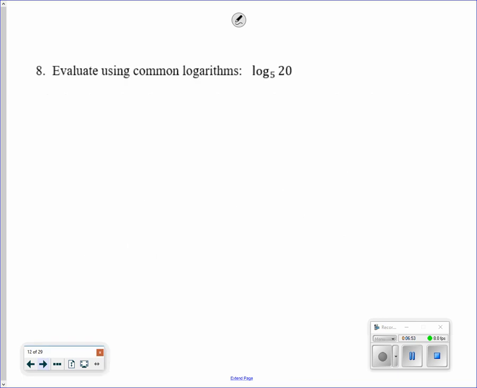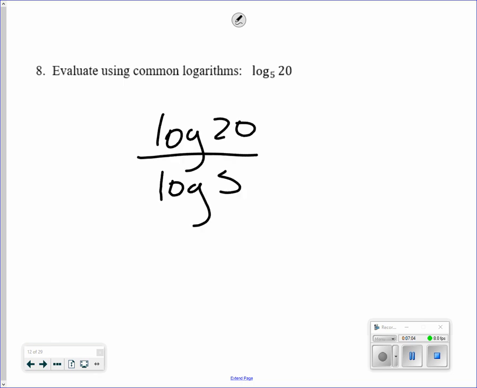Evaluate common logarithms. Now, the use of common logarithms means you're going to write out. Those of you with calculators that can do this still need to show you understand how to evaluate using common logarithms. The log of 20 divided by the log of 5. Now, using a calculator, rounding to 4 decimal places would be 1.8614.